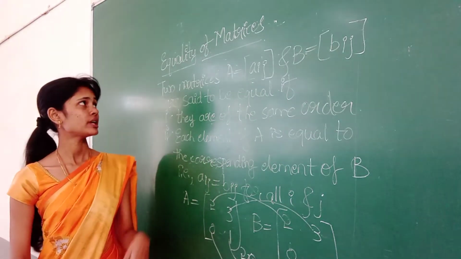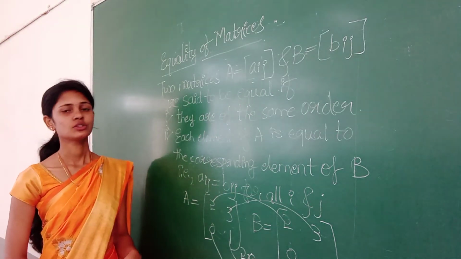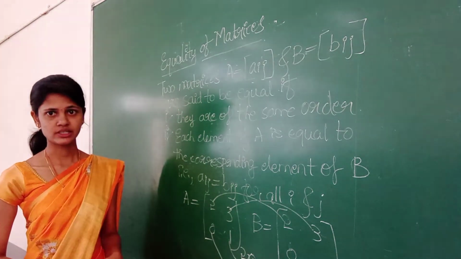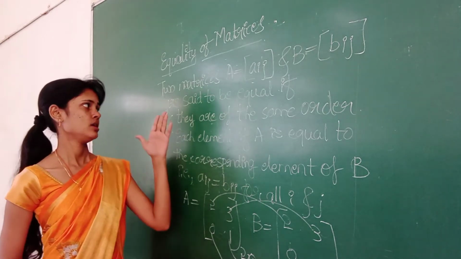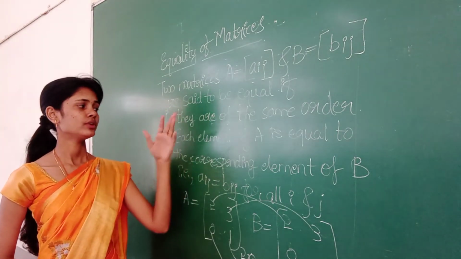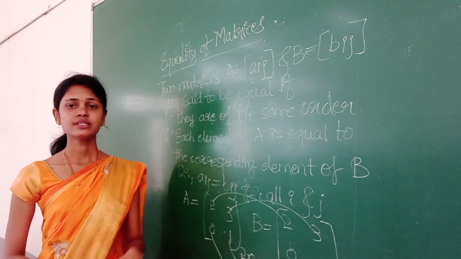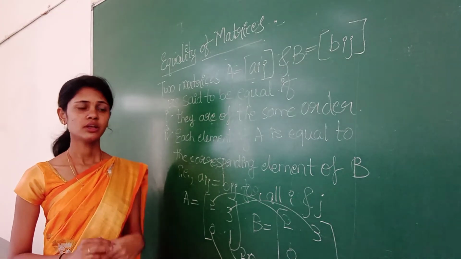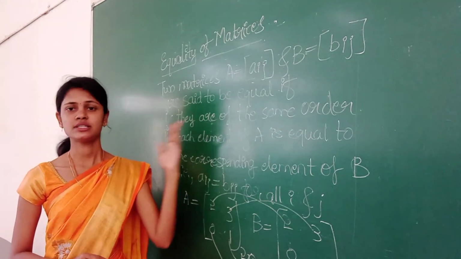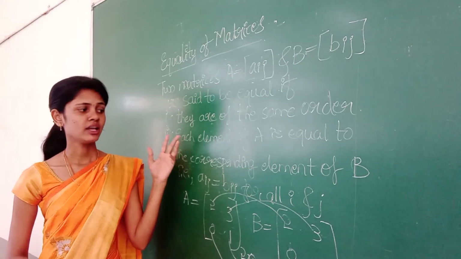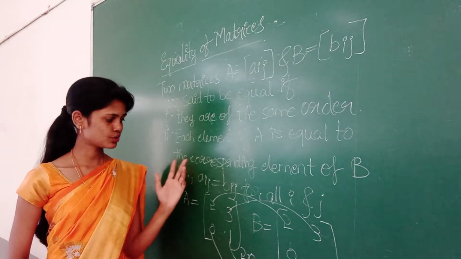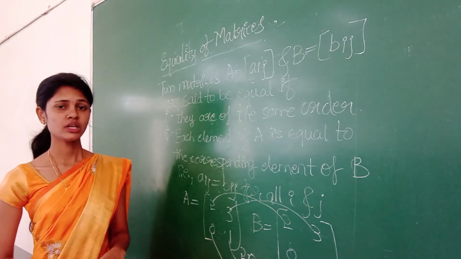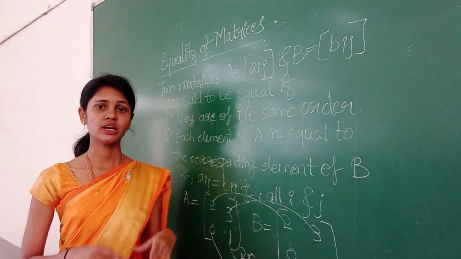Yes, so our next part is equality of matrices. The definition says that two matrices A = [aij] and B = [bij] are said to be equal if, first, they are of the same order. So for equality of two matrices, the matrices must be of the same order, and the second condition is that each element of A is equal to the corresponding element of B. So each element of A must be equal to each element of B correspondingly.